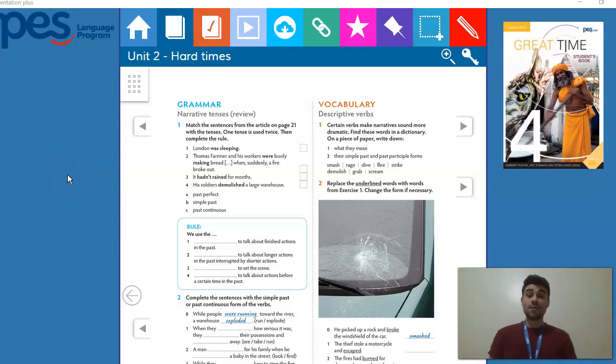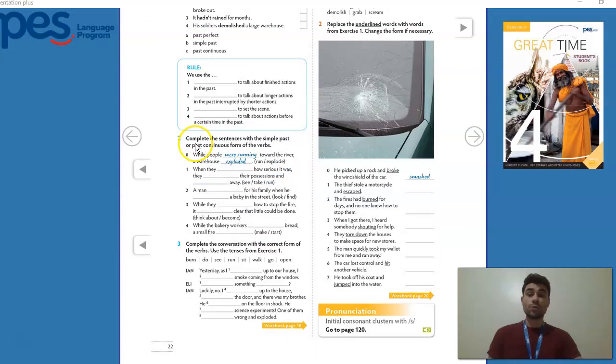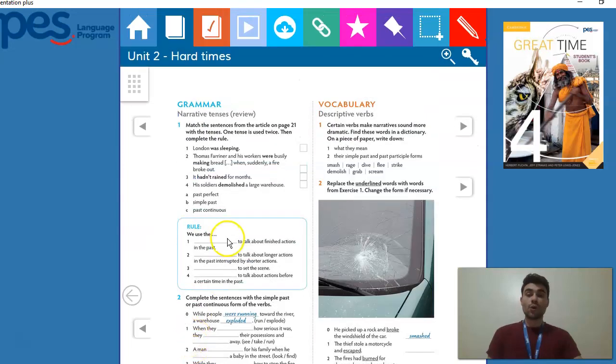Hello guys again. So now we're going to take a look at the grammar section of Unit 2, right? The first one. So for those who have their books with them, we're on page 22 over here. So remember, we were working with the text on the Great Fire of London.